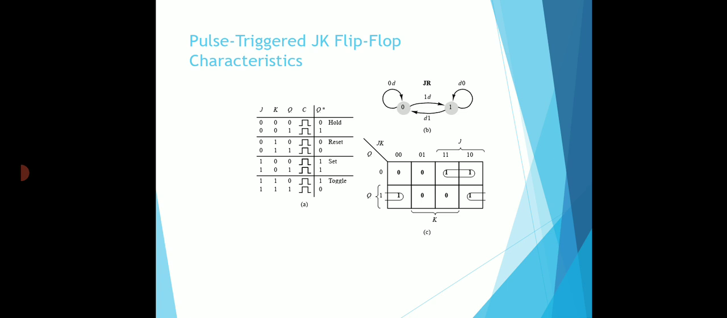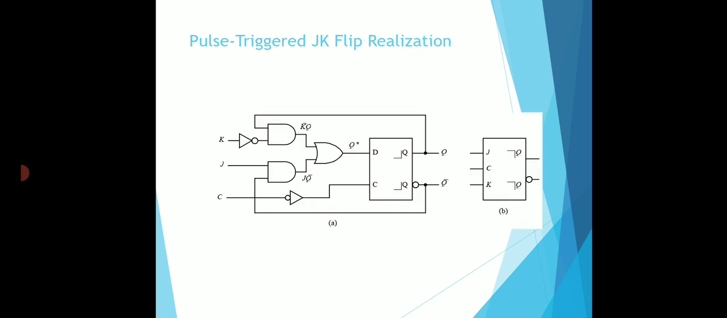And here, the pulse triggered JK flip flop characteristic is that it is capable of storing the 1 bit information and responding only when the specific edge of the clock pulse occurs. So this we call the pulse triggered flip flop. And here the realization of this flip flop is given.